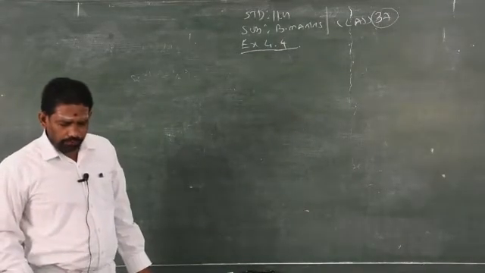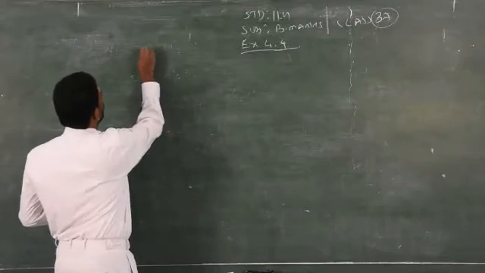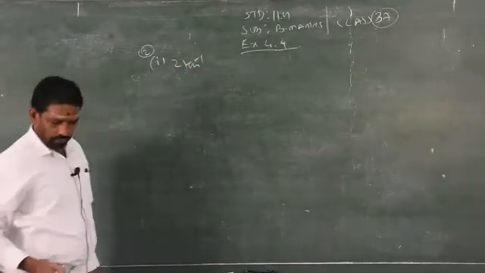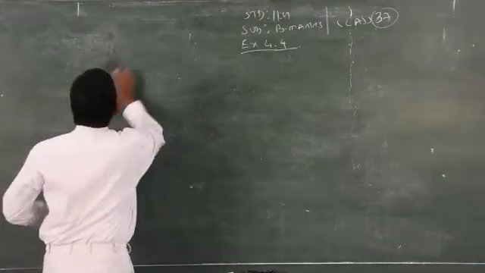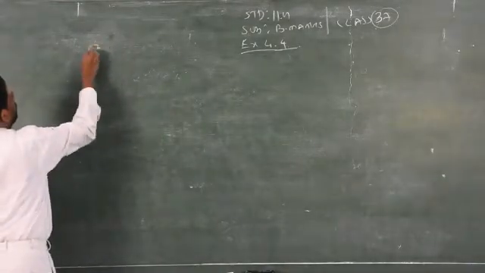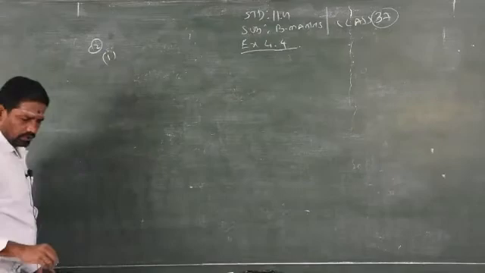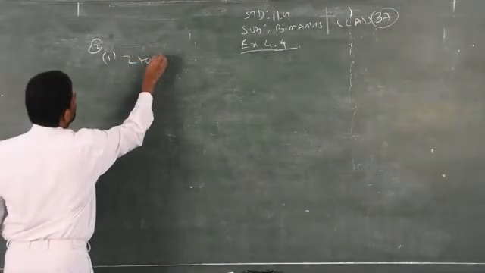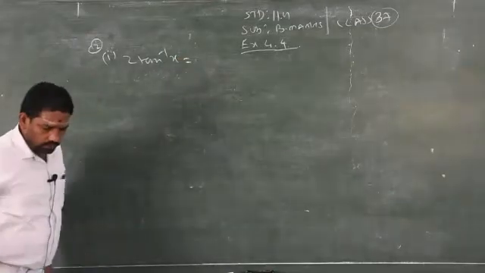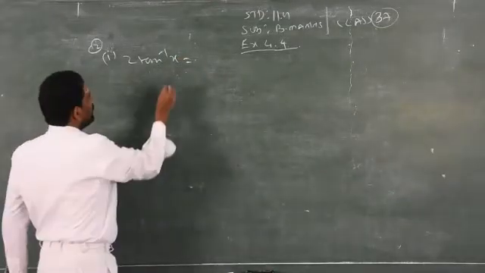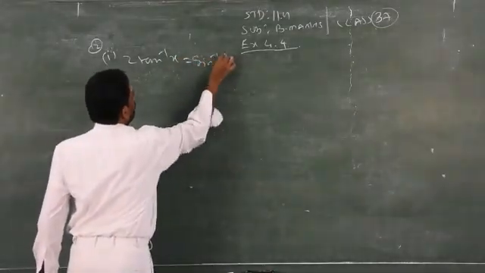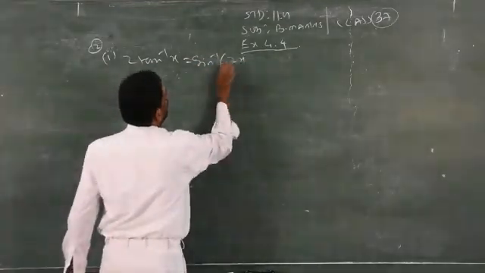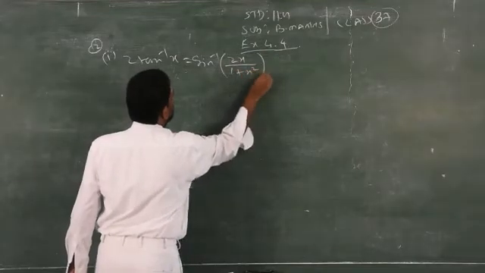Question number 2, prove that there are two subdivisions. Second sum, first subdivision: 2 tan inverse of x is equal to sine inverse of 2x by 1 plus x square.